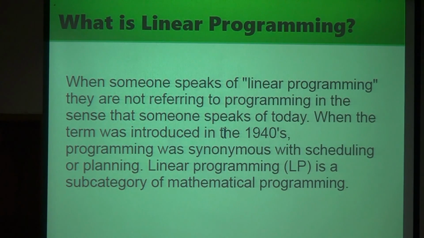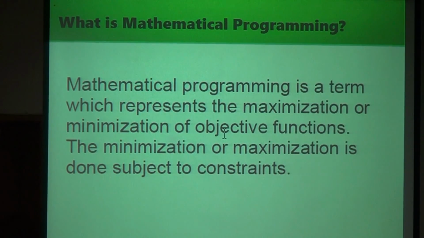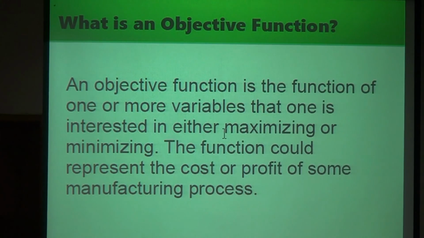Since I have mentioned mathematical programming, on the next slide, I also give them a description of mathematical programming. It is a term which represents the maximization or minimization of objective functions. And this minimization or maximization is done subject to constraints. Now, since I mentioned the objective function, I define here what an objective function is. An objective function is a function of one or more variables that one is interested in either maximizing in terms of profit or sales, or minimizing in terms of costs.